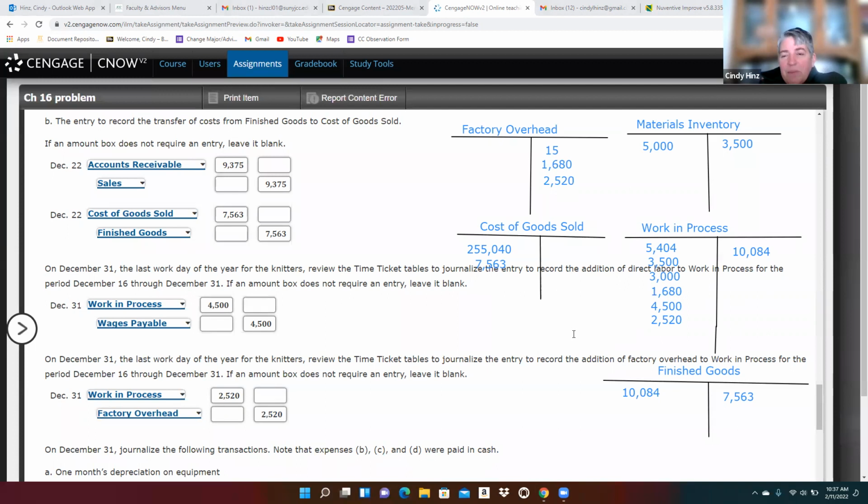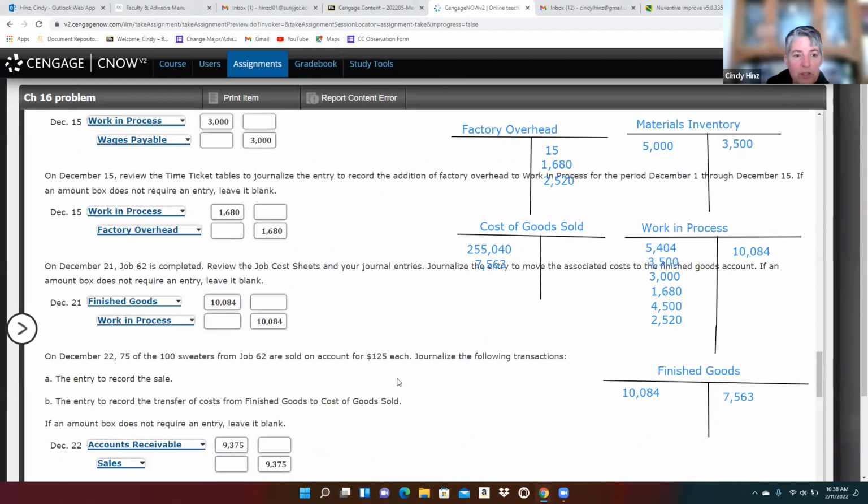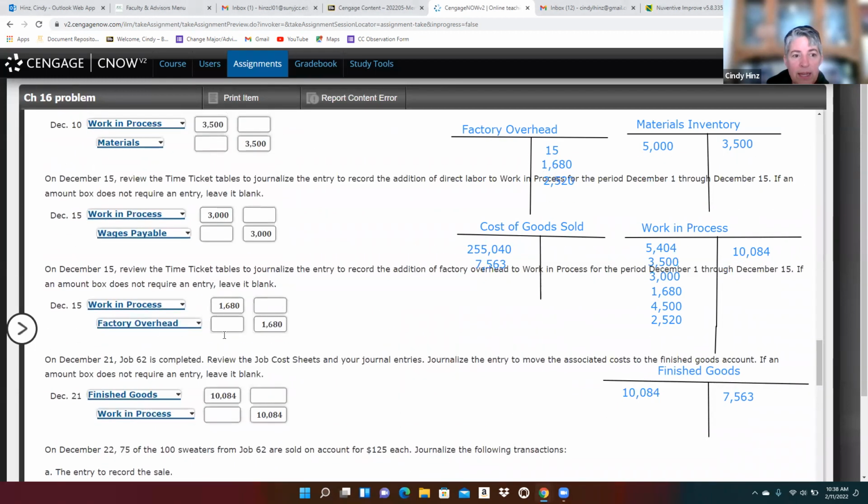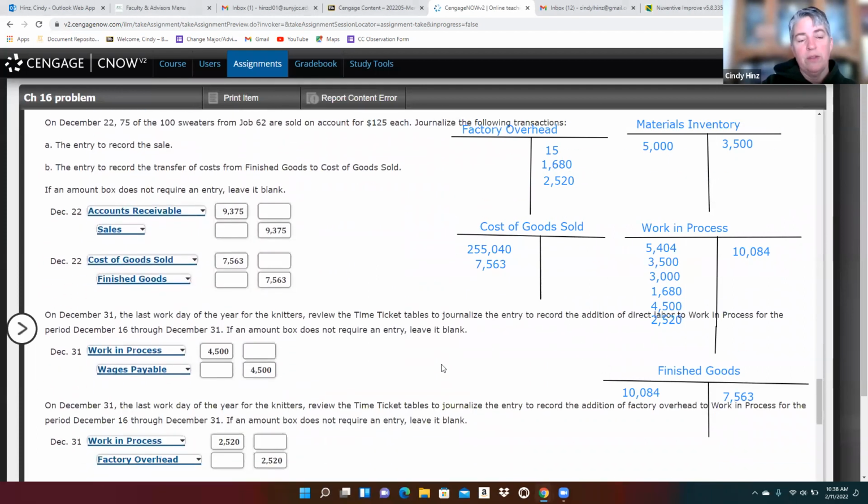So that's why I needed such a big T account for work in process, because we've got two different jobs allocating direct materials, direct labor, and overhead for both of those jobs. And so those two entries look very much the same as what we had done here on December 15th for job 62, just different dollar amounts.